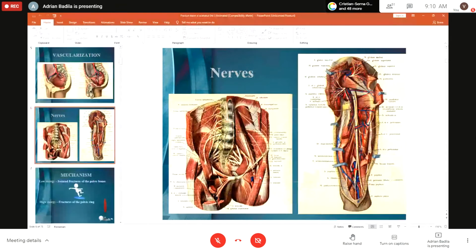The same thing. And some more things about the nerves at this level. We have a number of important nerves. In the front, we have the femoral nerve and the obturator nerve. And in the back, we have this big nerve, which is the sciatic nerve.